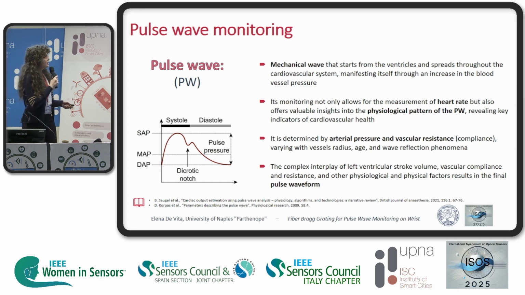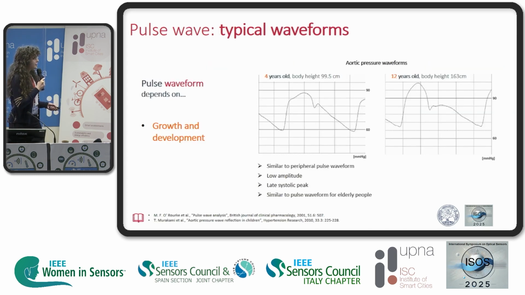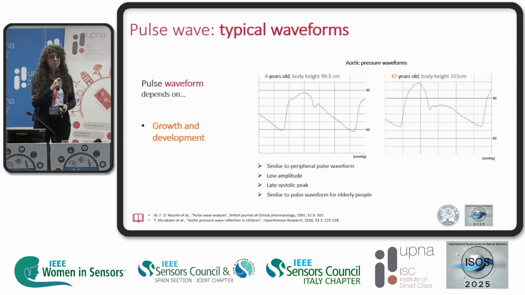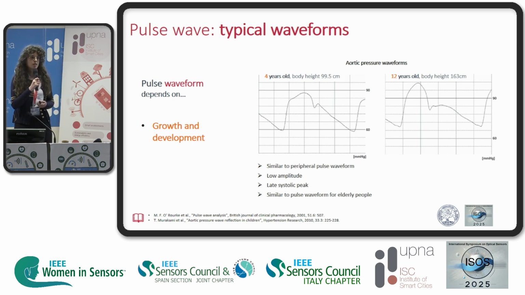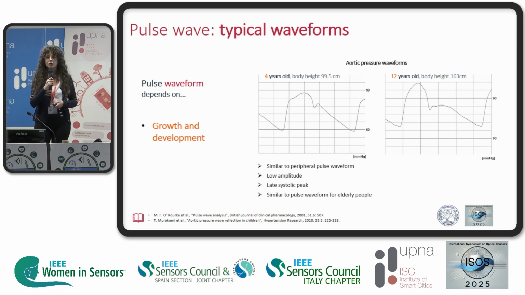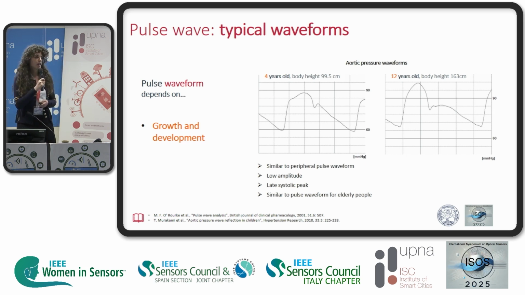But why monitor the pulse wave? It is important because the pulse waveform contains information about several parameters of the cardiovascular status of a subject. So about systole, diastole, but also cardiovascular age, because the pulse waveform depends on some parameters like growth and development, for example.